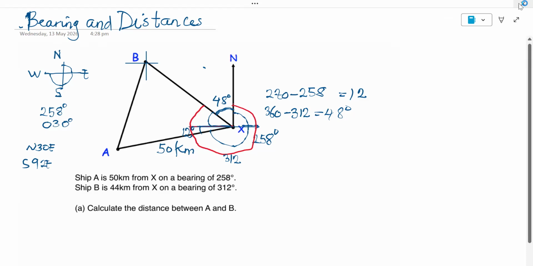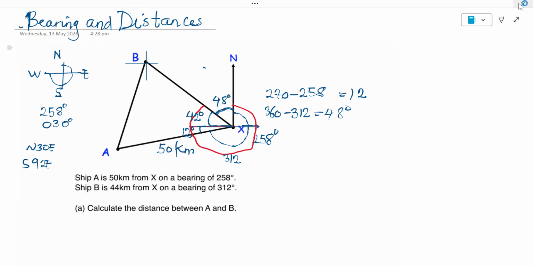So the line that you see here is due west. That means we're already having an angle of 90 from this point down to this point. So we can subtract 90 from 48, and if we subtract 90 from 48, it means the angle from here to this place will be 42 degrees. So can you see how we are mapping out the diagram bit by bit?